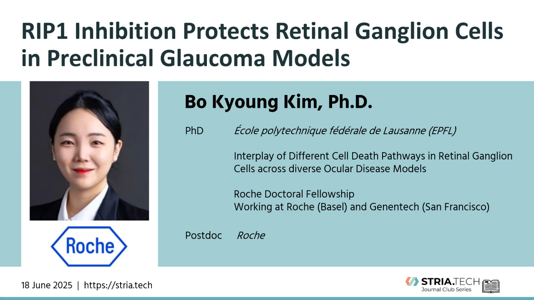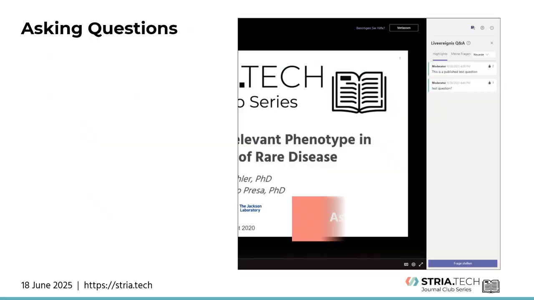Glaucoma is one of the more common eye diseases, but still to this day, it cannot properly be treated. In her work, which was published earlier this year in the Nature journal Cell Death and Differentiation, Kyoung identified a promising new target for treating glaucoma, the protein kinase RIP1, and she will tell us all about this project today.